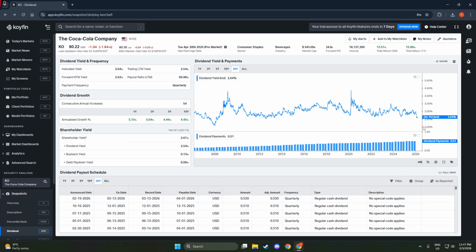That's the essential workflow. Type the ticker, scroll to dividends, and use the snapshot to quickly evaluate yield, growth, schedule, total shareholder return, and historical trends. With practice, this becomes a fast, reliable way to assess dividend quality on Koyfin.